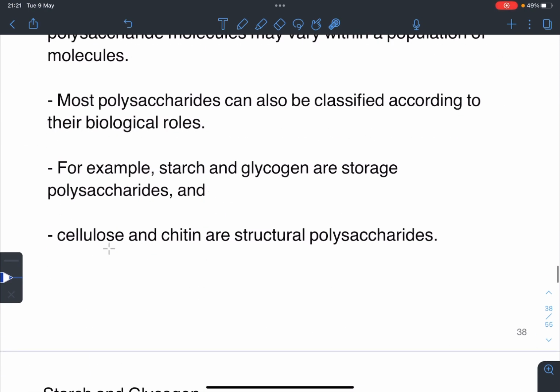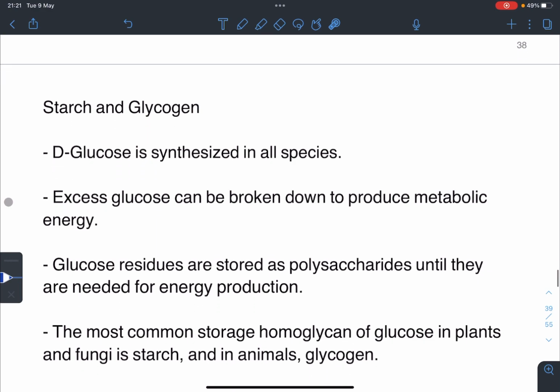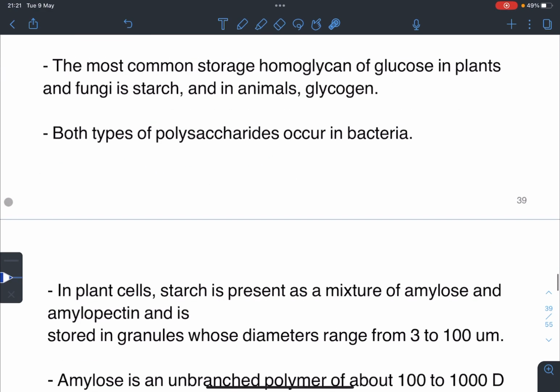Of course, cellulose and chitin are structural polysaccharides. There are two types, structural and storage. Starch and glycogen are storage, so you need to know the difference. Storage versus structural. D-glucose is synthesized in all species. So let's run.